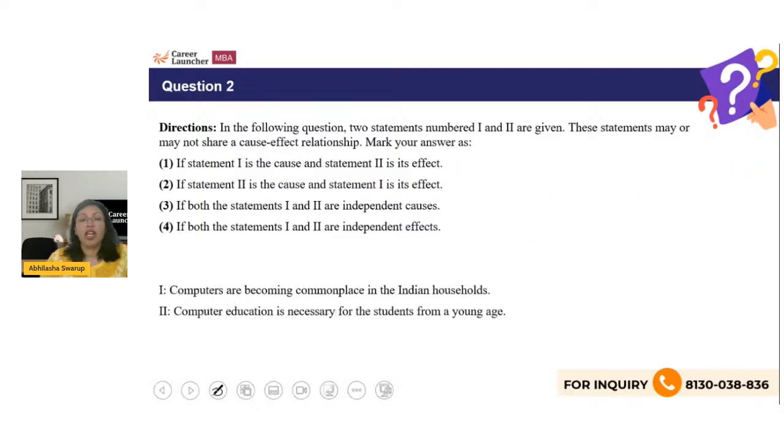Okay. Why are computers becoming commonplace in Indian households? Because computer education is necessary for students? No. Why is computer education necessary for students from a young age? Because computers are becoming commonplace in Indian households. So therefore 1 is the cause and 2 is the effect. So answer will be 1.